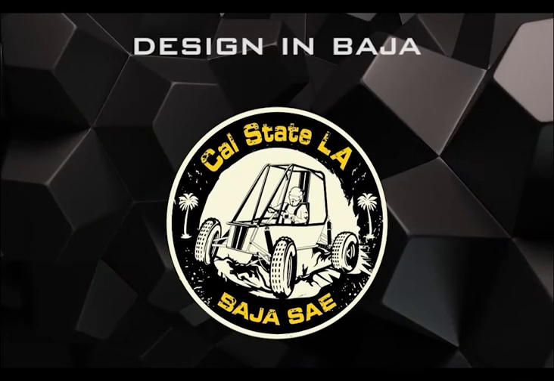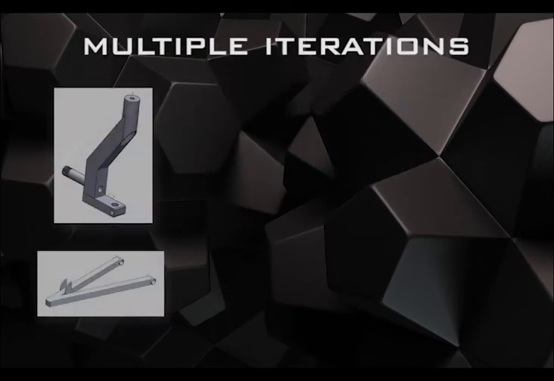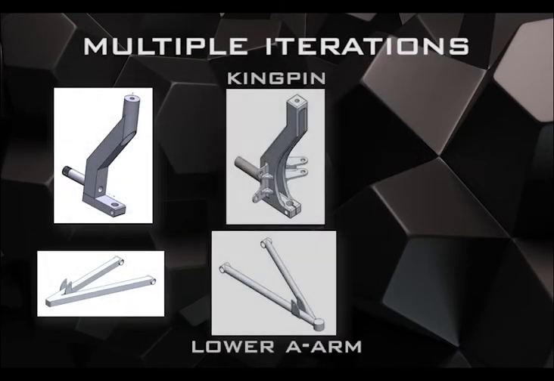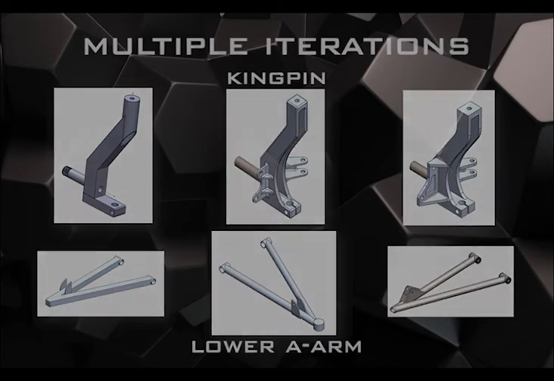In Baja, the team uses computer-aided drafting software to design and visualize our designs. Components usually have multiple iterations. These iterations happen because once the component is analyzed, some modifications might have to be made, or in some situations, completely new designs will have to be made.